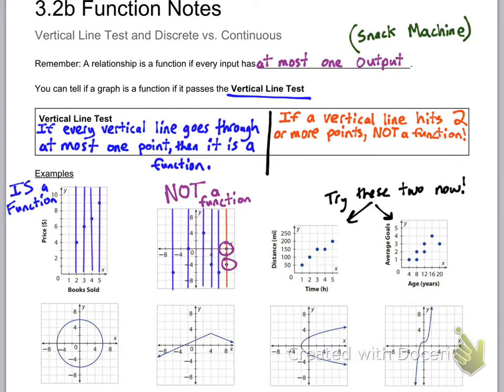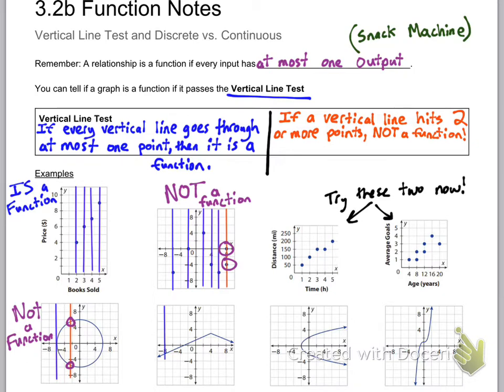Okay, now that you got those two done, let's look down on the next row. These are different kinds of graphs. We call this continuous. I'll talk about that in a moment. But you look here, if I draw a line all the way on the left side of that circle, it hits exactly 1 point. Well, that's just fine, but the rule says if any line hits 2 or more points, it's not a function. This line right here hits those 2 points. It goes through the graph twice, so this is not a function.